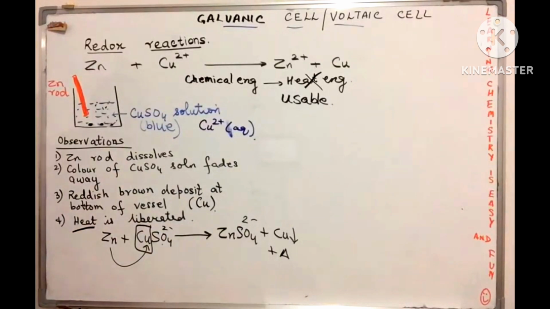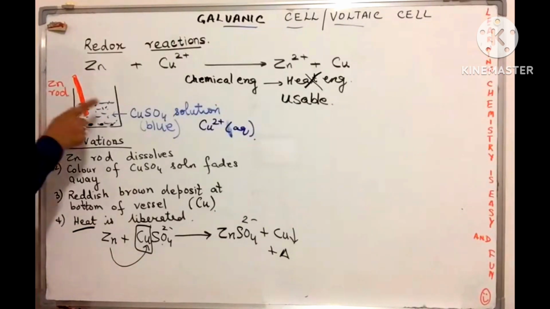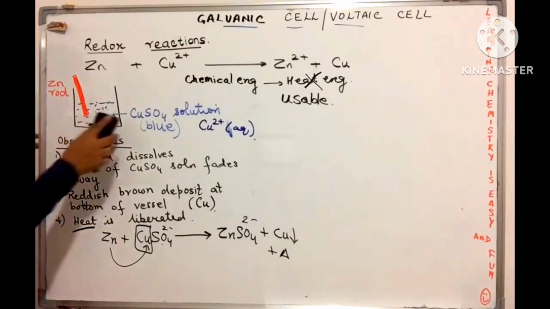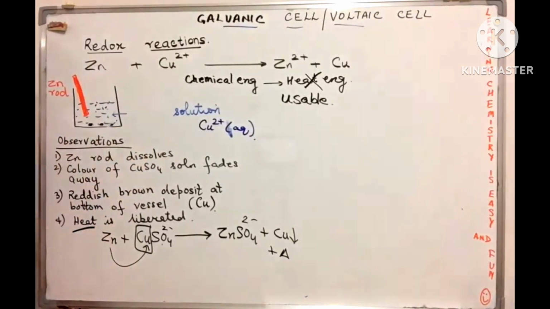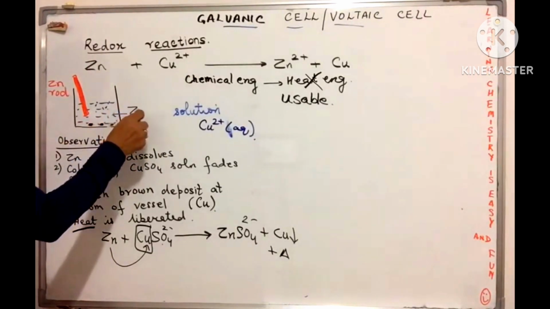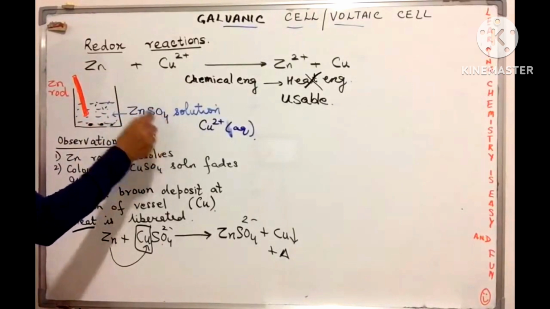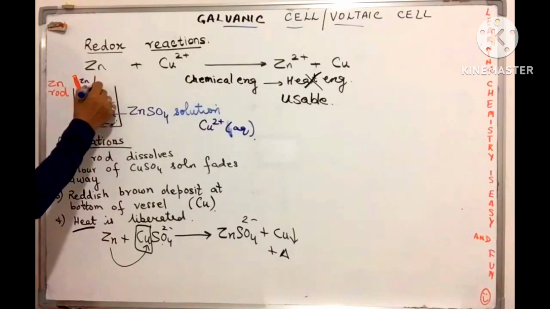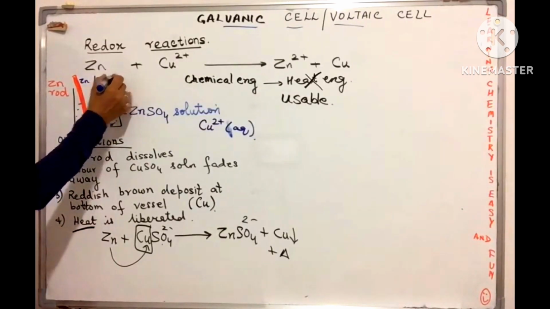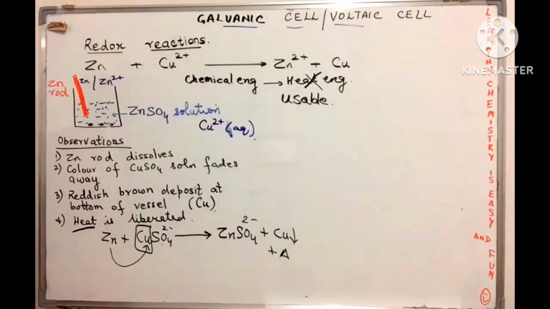We'll carry out the same reaction, but we will slightly change the setup over here. So what we are going to do is, instead of putting zinc in copper sulfate solution, we will put zinc in zinc sulfate solution. Yes, this is one change that we are going to do. So what is happening over here is zinc metal is in contact with zinc ions. Where does the copper disappear? Nowhere, it is still around.